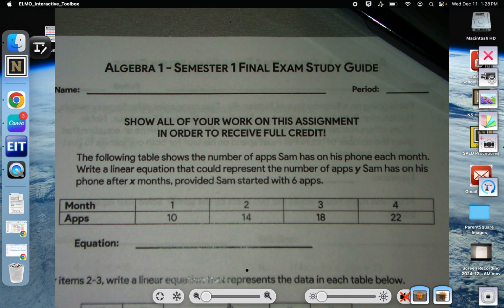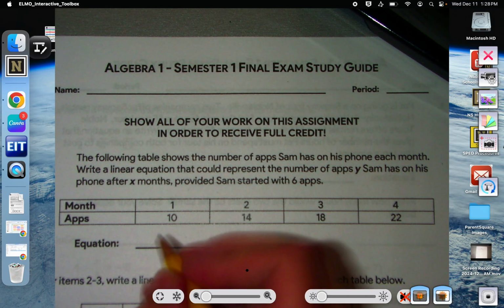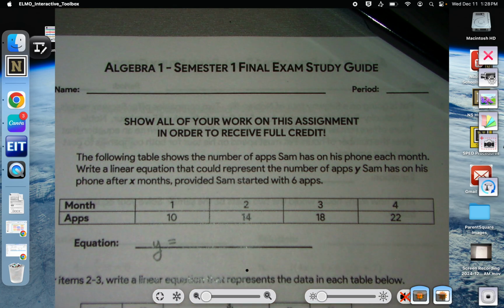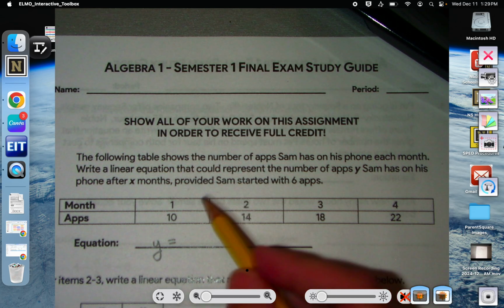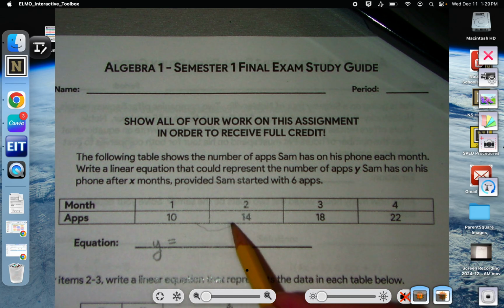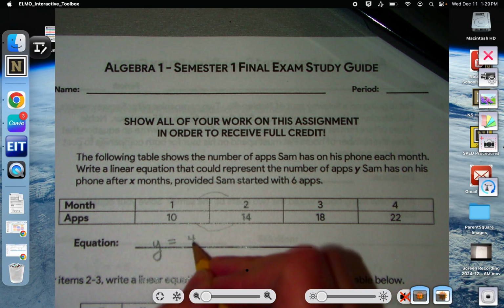17th. Okay, so for this first question, we have the number of apps Sam has on his iPhone. Very easy. Write a linear equation that could represent the number of apps y after x months. So our equation is going to start with y equals, which is pretty obvious. Now we need to find our slope. So it looks like he goes up 4 apps per month. So it's going to be 4x.